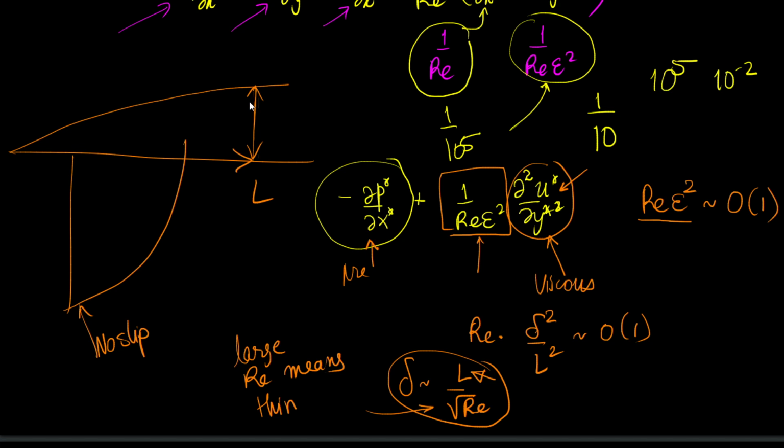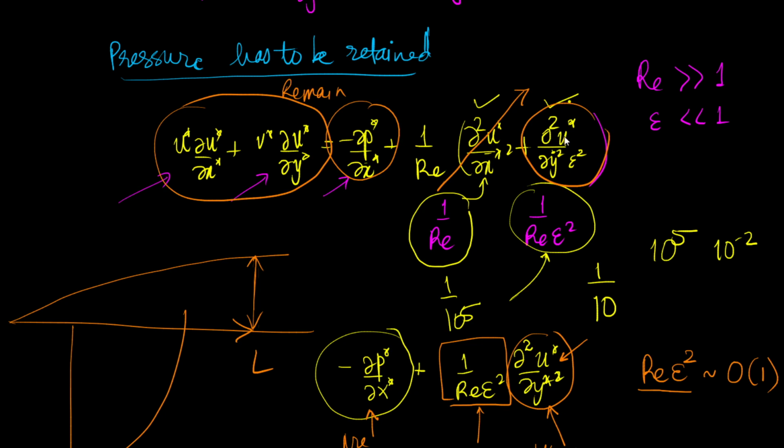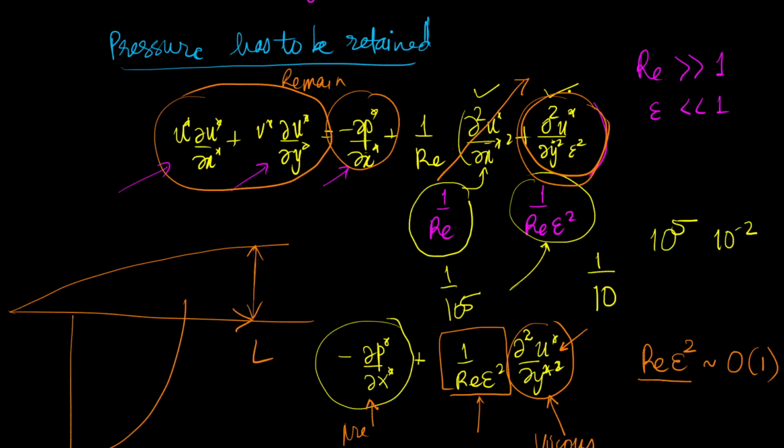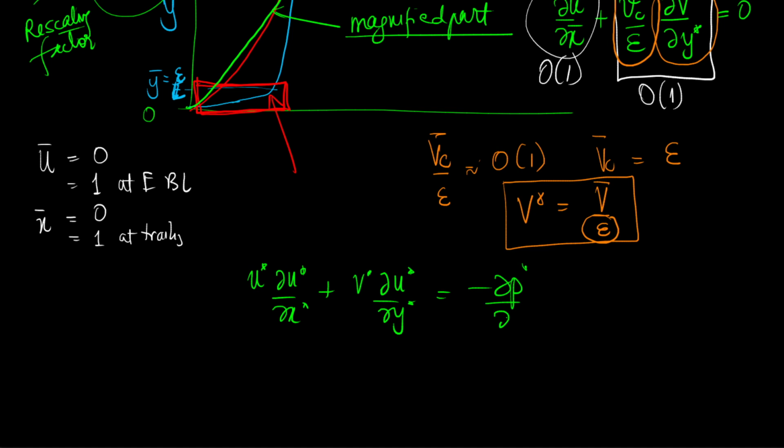So in this x momentum equation, we have seen that this particular term drops out in favor of this term. These terms are obviously order 1, these terms remain, this term remains. So finally the governing equation in the x direction: u star del u star del x star plus v star del u star del y star equal to minus del p star del x star plus del 2 u star by del y star 2.